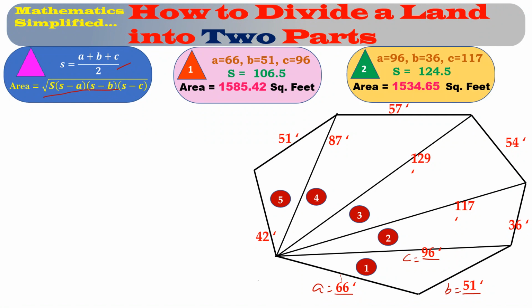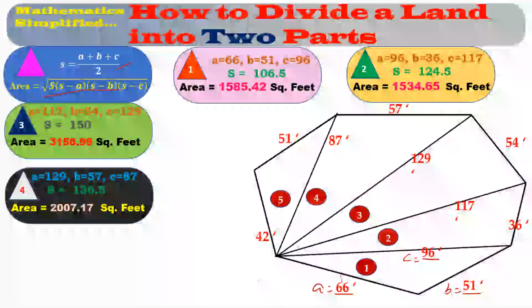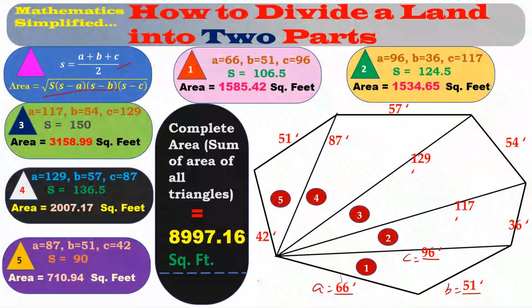So like this, we can calculate the second triangle, third triangle, fourth, fifth. Okay, so now we need to sum all the 5 triangle areas. So our total area of this land is 8,997.16 square feet. So this is the total area of the triangle.